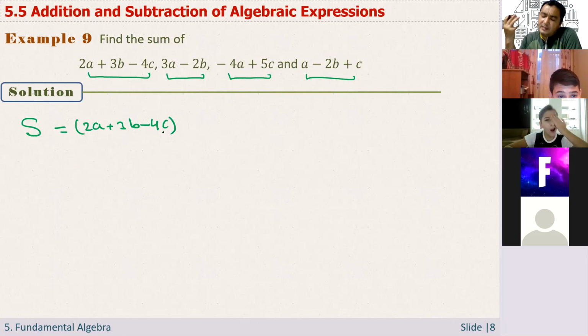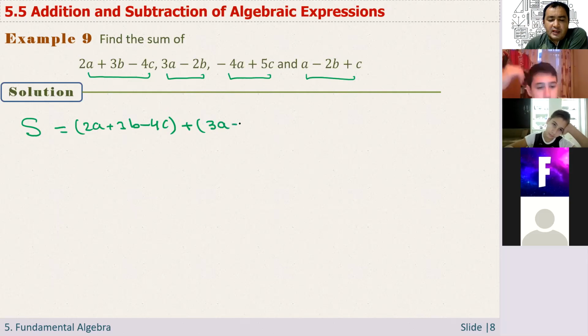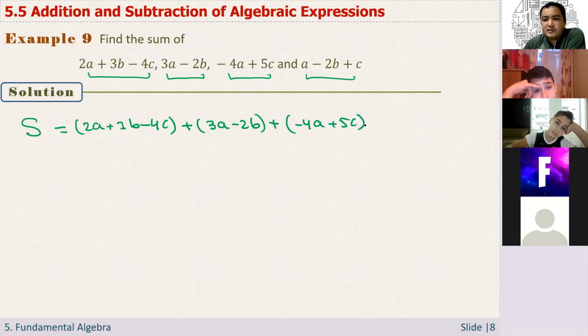Especially in international exams like IGCSE or SAT, sometimes they ask you to show your work. First, you have to show one step, and after that, you have to simplify. So here we have plus the second expression, 3A minus 2B, plus the third expression, minus 4A plus 5C. And the last one is A minus 2B plus C.